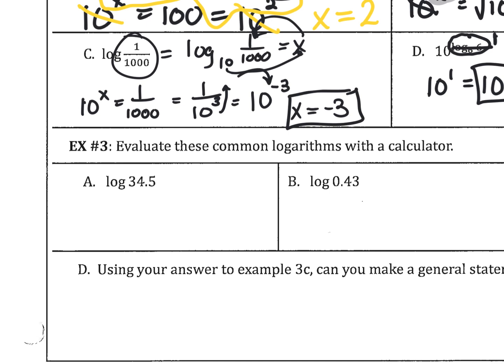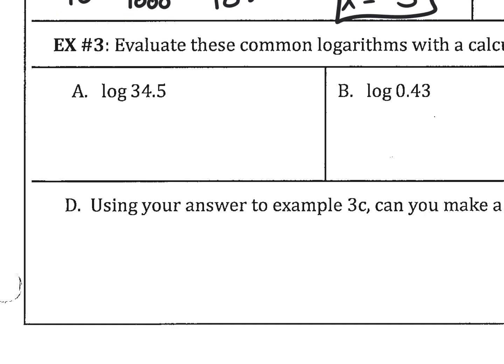1 over 10 to the third is the same as 10 to the negative third. Remember, the negative in the exponent simply moves its position in the fraction. Okay? A to the negative n is the same as 1 over a to the n, or vice versa. So if it's in the bottom, I can move it up by putting a negative in front of the exponent. If it's a negative in the top, I can move it down and get rid of the negative on the exponent.